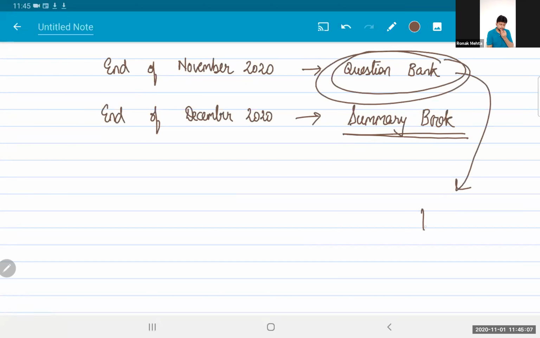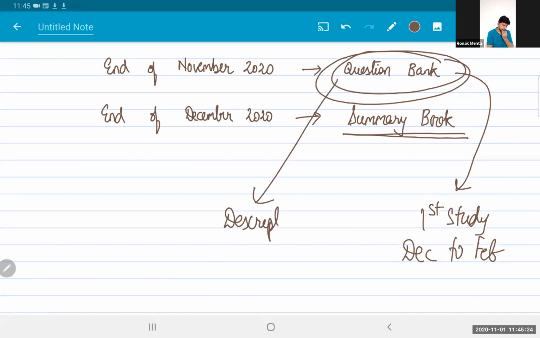Use this question bank when you study for the first time, the first study that you are going to do from December to February. You studied a chapter, solved the sums of the classwork textbook, go to the question bank, solve the sums, that's it. The question bank will contain descriptive questions also, and it will contain MCQs also, all amended as per your budget.